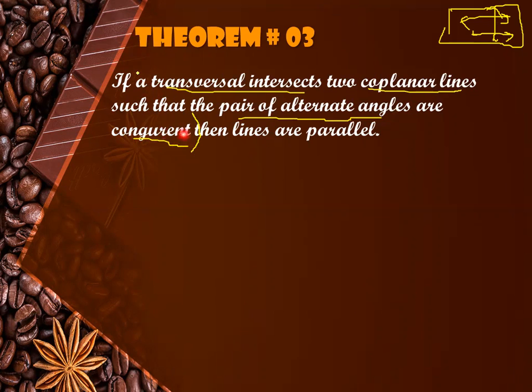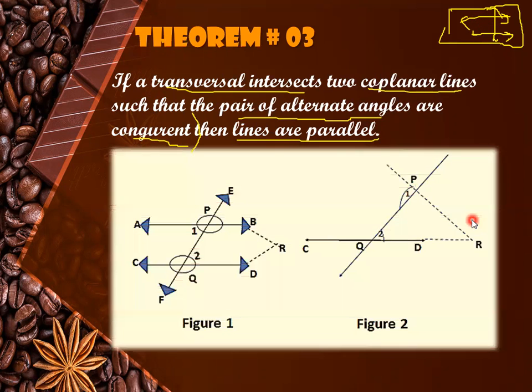Now they are saying that if this happens, then the lines are parallel, meaning these lines will not intersect each other at any point. Now consider this one, this is your figure number 1. Here you have line AB and another line CD. These are two parallel lines intersected by a transversal, and this transversal is EF.